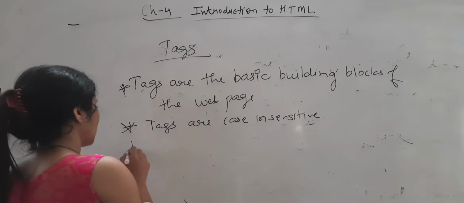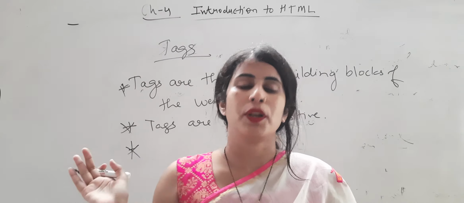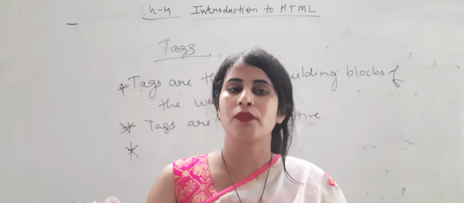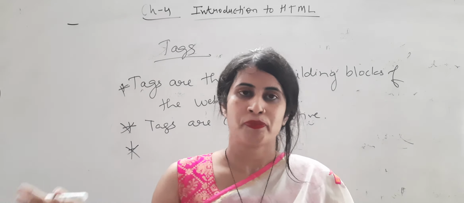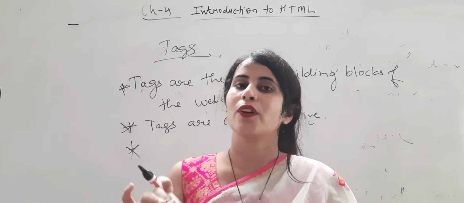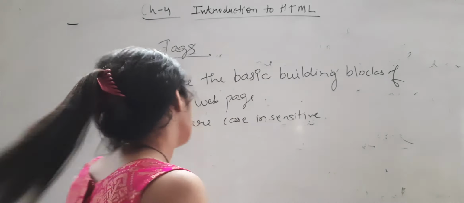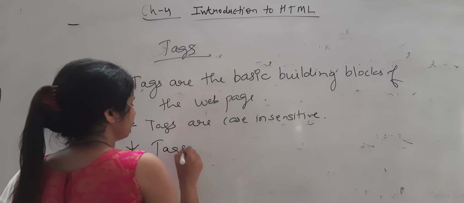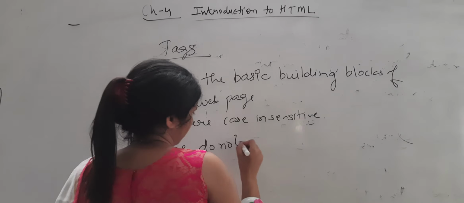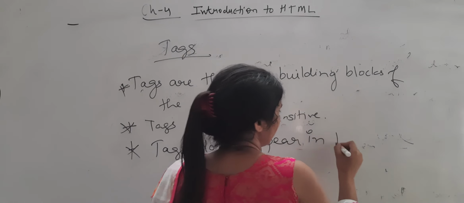What is the third thing about it? Tags do not appear in the display window. On the web page we are not able to see the tag. Suppose we have used a tag to make the text bold, we are not able to see the tag that we have used to make the text bold. Tags do not appear in the display window.